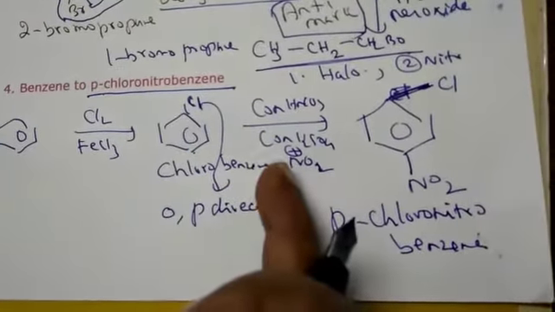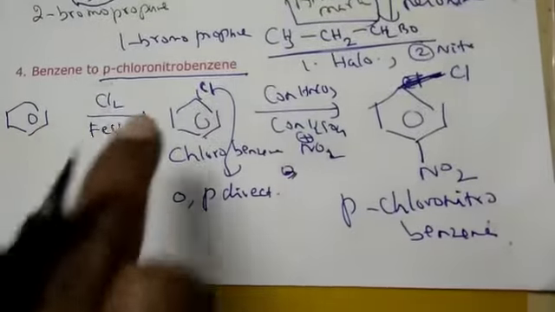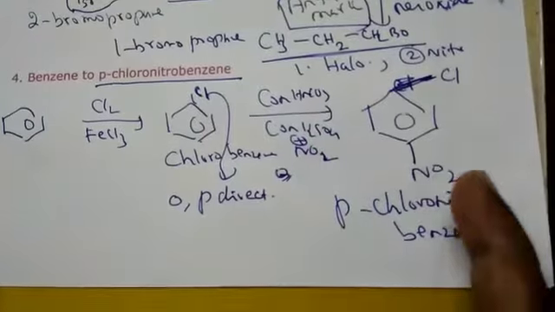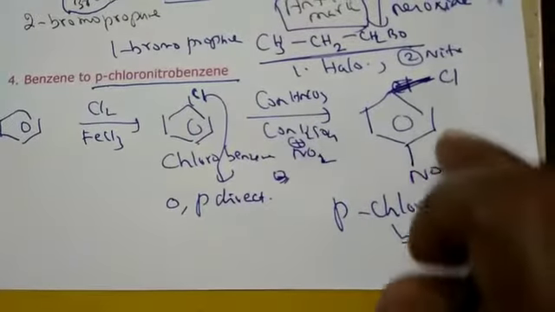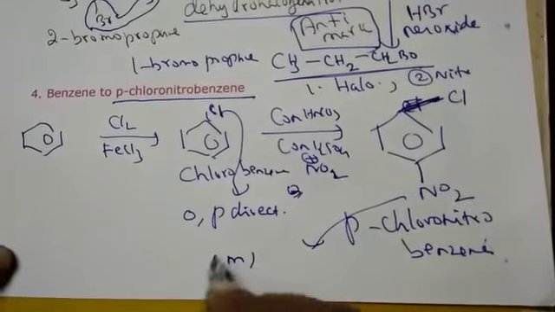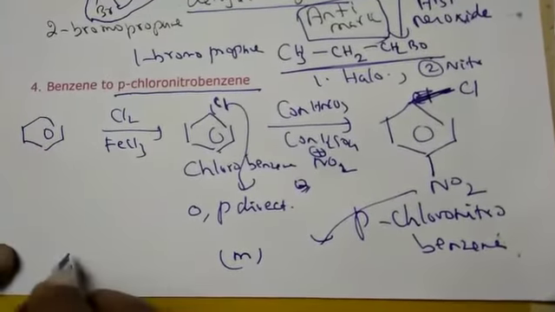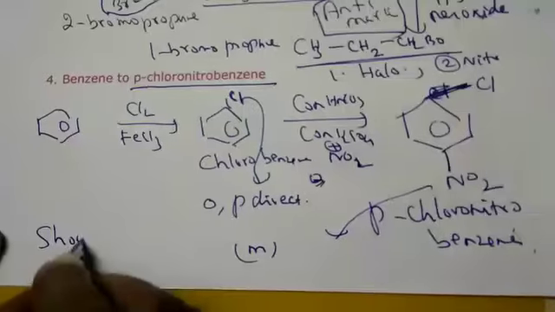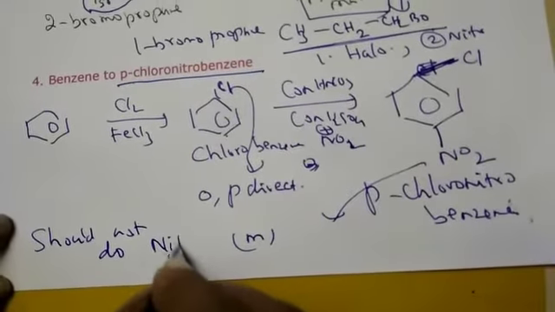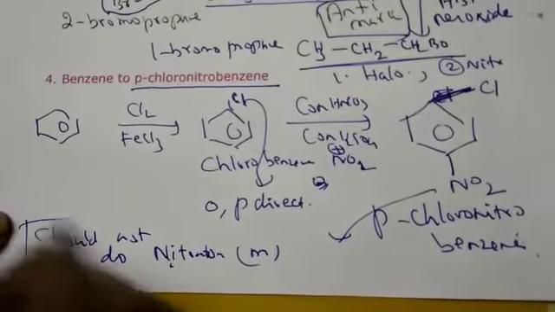In such a way you have to select. Both are required. The order of priority is halogen first, because if you do it vice versa, it will direct the incoming chlorine to the meta position. This is a meta director. So we should not do nitration first. Don't do nitration in the first step. So this is the main tip.